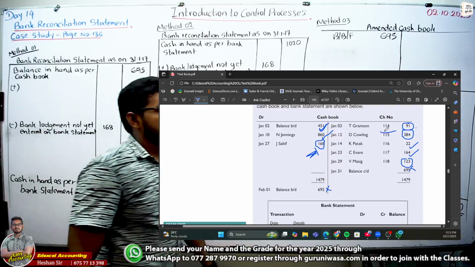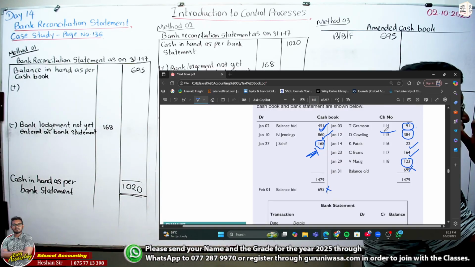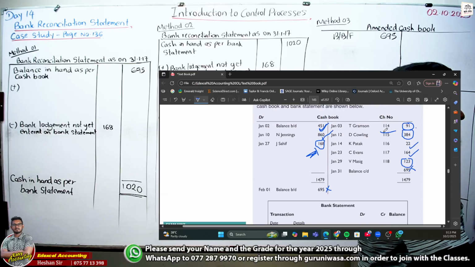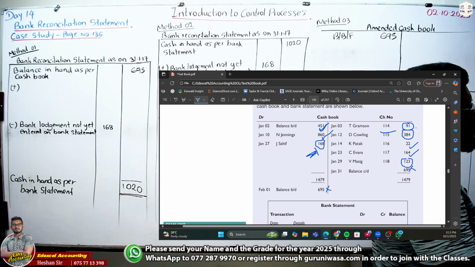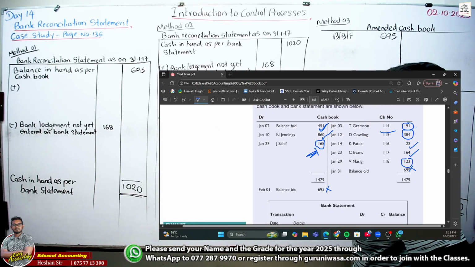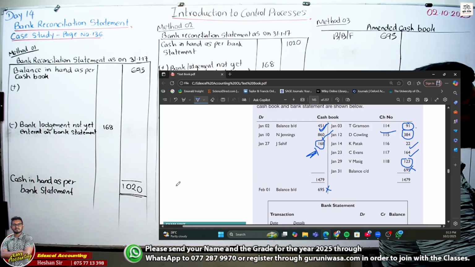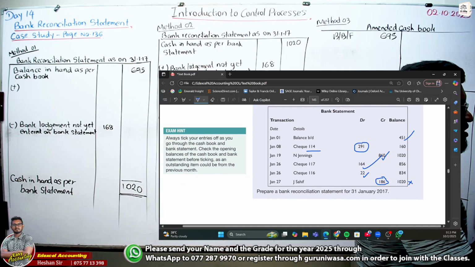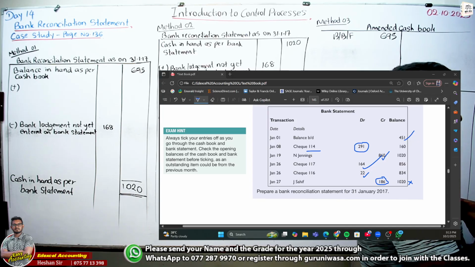Right. Okay. Now nothing to consider, right? So we don't know which side the error is on here. You need to consider it as another unpresented check, right? Okay. So let's see in here whether the balances are correct. Just wait.